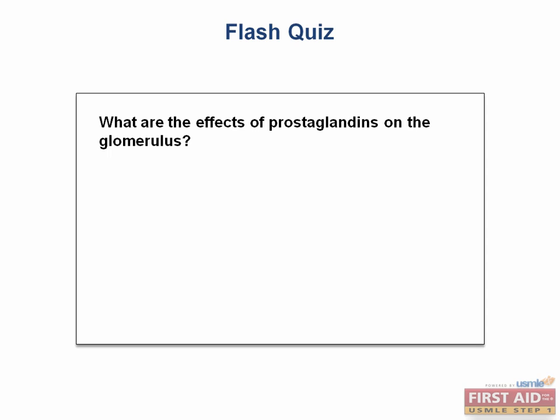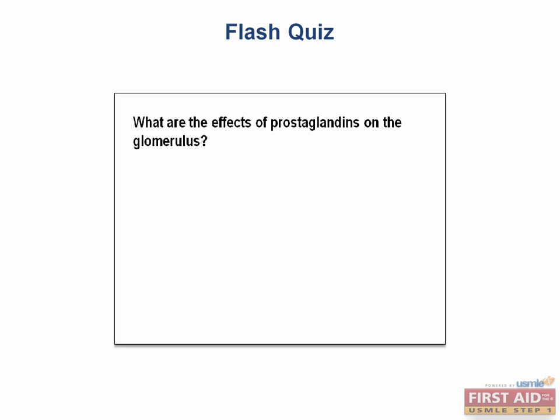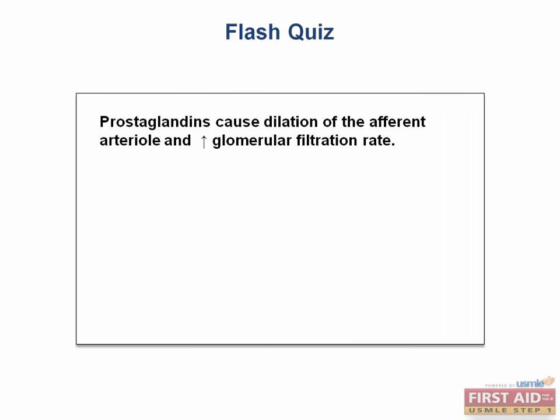Flash quiz. What are the effects of prostaglandins on the glomerulus? Prostaglandins cause dilation of the afferent arteriole and an increased glomerular filtration rate. Remember that prostaglandins act locally as paracrine hormones in the kidney, and that NSAIDs will lead to constriction of the afferent arteriole by inhibiting prostaglandin synthesis.